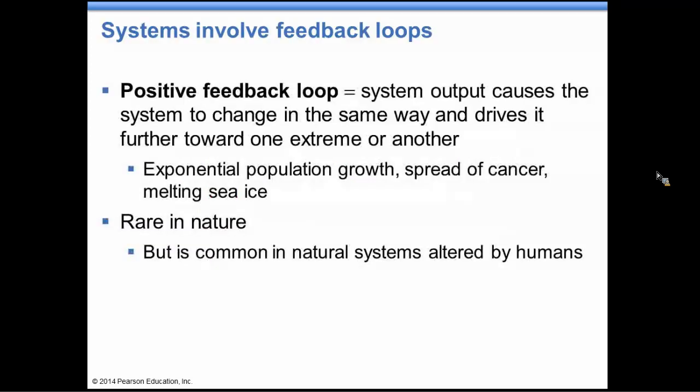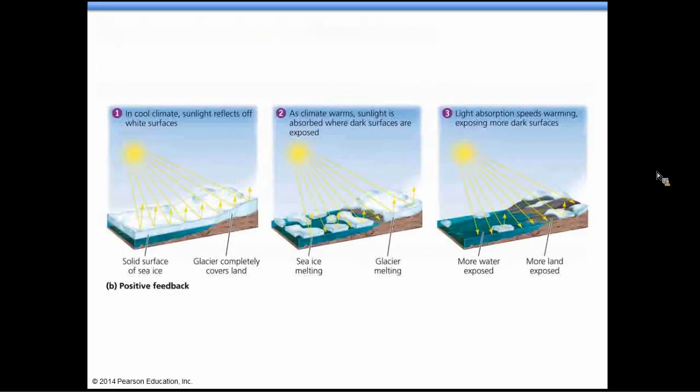And then in a positive feedback loop, they have the opposite effect. Rather than stabilizing a system, they drive it further toward an extreme. In positive feedback, increased output leads to increased input, leading to further increased output. One example is in cool climates, where sunlight reflects off white surfaces. As the climate warms, sunlight is absorbed where dark surfaces are exposed. And as more of the ice melts, there are more dark surfaces exposed, more light is being absorbed, and more and more water is being exposed. This is a great example of a positive feedback loop.